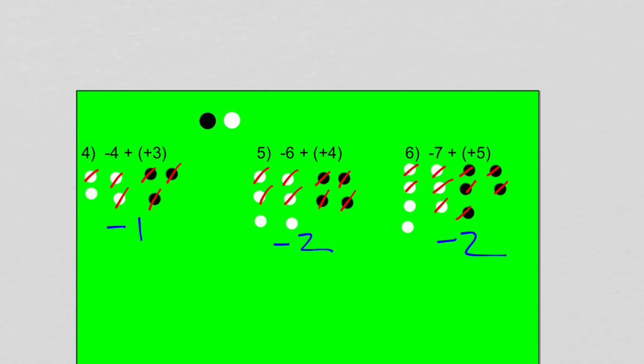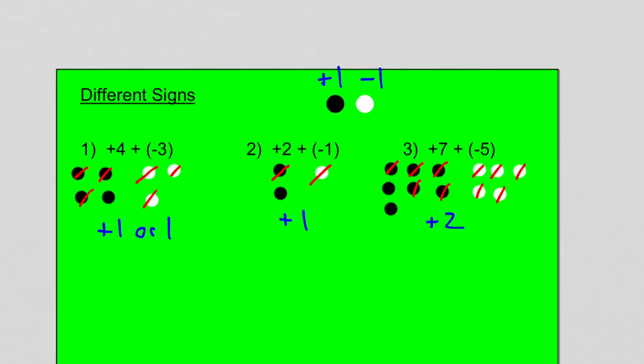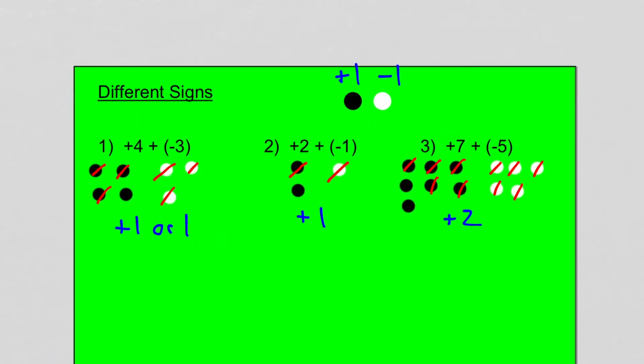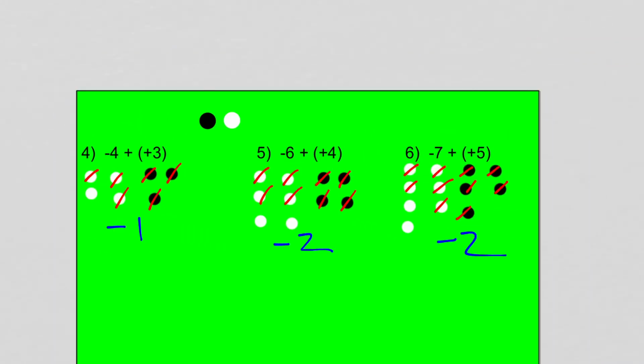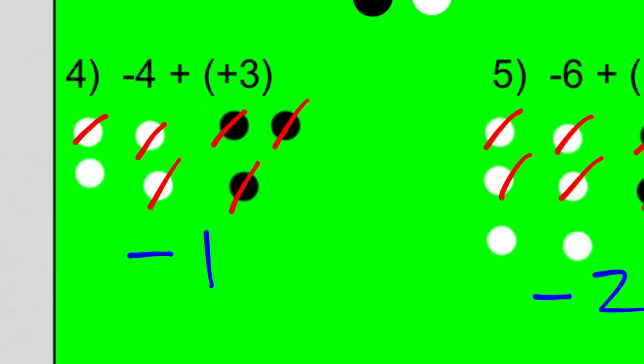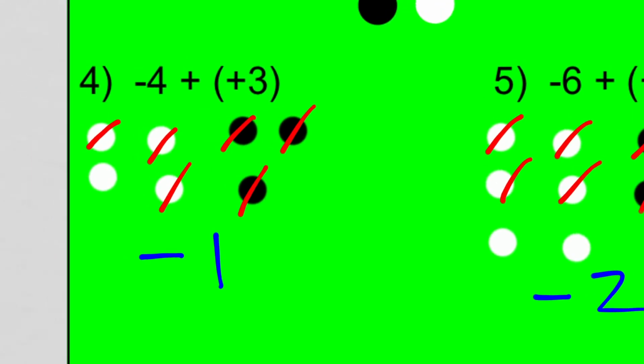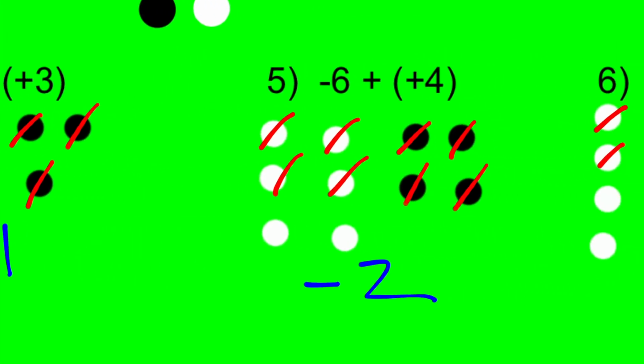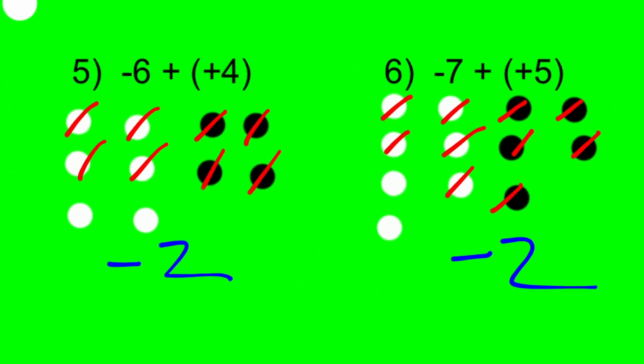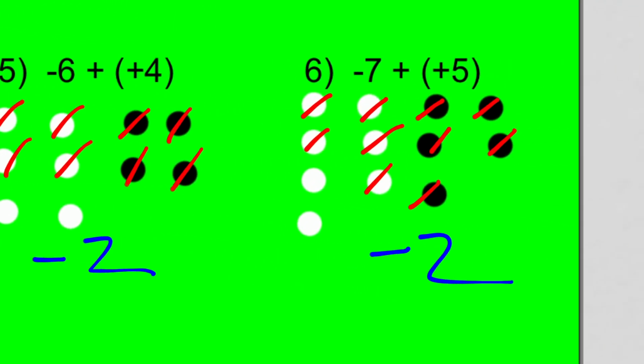Now look at these 3. In the first 3, we were subtracting and getting a positive answer because we had more positives. In the next 3, we were subtracting, but this time we got negative answers because we had more negatives. 4 negatives compared to 3 positives. 6 negatives compared to 4 positives. 7 negatives compared to 5 positives.